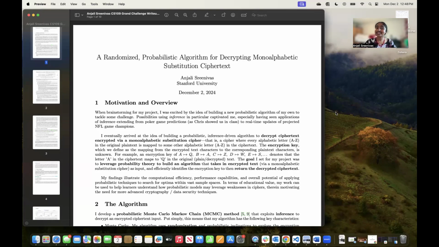My algorithm takes in as input text where every letter in that ciphertext maps back to some other letter, A through Z, in the original plaintext. And my algorithm's job is to find that encryption key mapping so we can successfully decrypt the text.